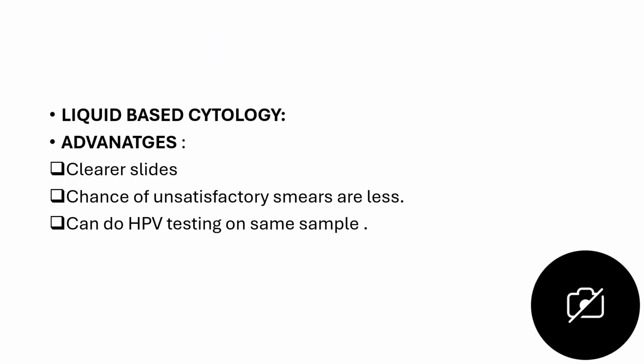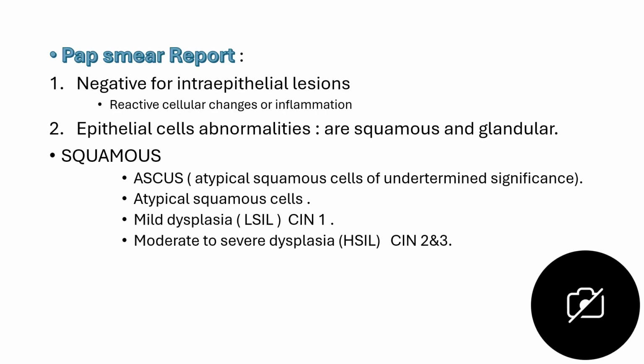Liquid-based cytology advantages are that clearer slides are made, chances of unsatisfactory smears are less, and we can do HPV testing on the same sample. So the pap smear report can be negative for intraepithelial lesions, where it shows reactive cellular changes or inflammation, or it shows epithelial cell abnormalities that are squamous and glandular. Squamous includes ASCUS. ASCUS is atypical squamous cells of undetermined significance, and atypical squamous cells, mild dysplasias, that is low-grade squamous intraepithelial lesions CIN1, and moderate to severe dysplasias, high-grade squamous intraepithelial lesions CIN2 and 3.